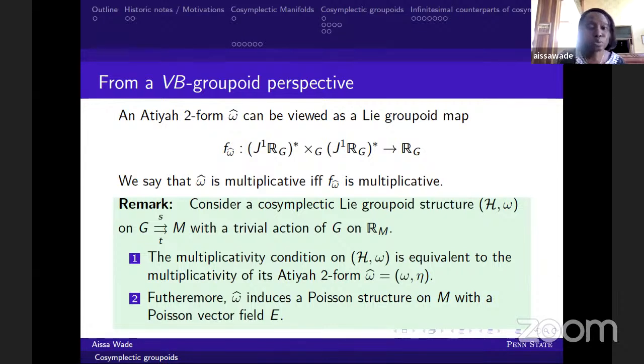So I did not want to give the proof using this framework of Atiyah two form, but you can do it provided that you stay in the class of cosymplectic groupoids having a trivial action. The same proof that we did, you can also do it using this language. Any questions?